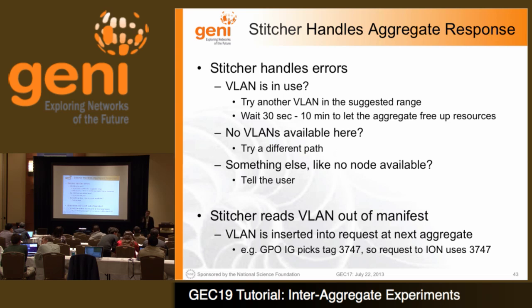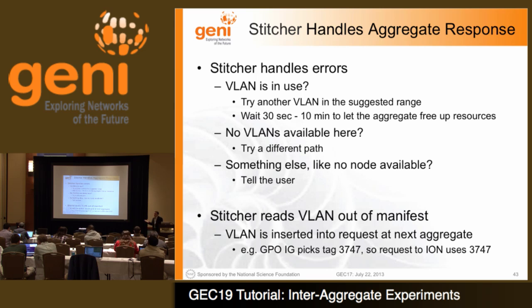This is one of the things that FLAC does not do. You get back an error saying that the VLAN tag is in use or that there are no more VLAN tags available. Stitcher knows how to interpret that. It says, the problem here isn't that nothing's ever going to work, but if I just picked a different VLAN tag at this aggregate, things would work. That's when you'll see in your error messages something about pausing for 30 seconds. It's trying a different VLAN tag. You tried one VLAN tag, it didn't work. Now it's trying a different one, and it'll keep going.